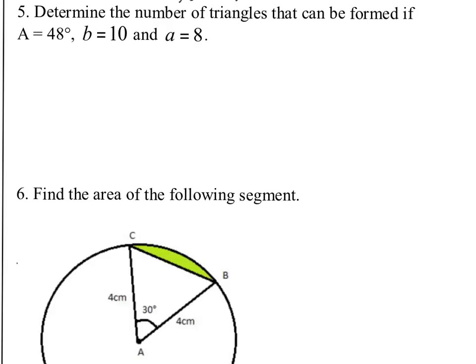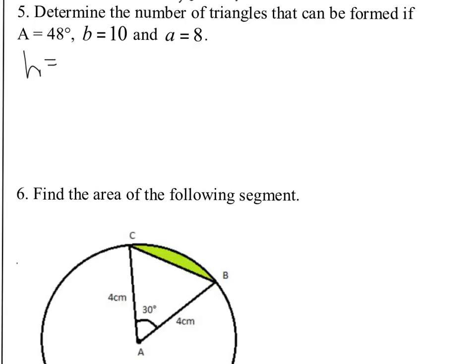All right, for this problem, number 5, we're going to determine the number of triangles that can be formed if the angle A is 48 degrees, side B is 10, and side A is 8. So we need to make some comparisons, but the first thing we need to do is find the height of this triangle.